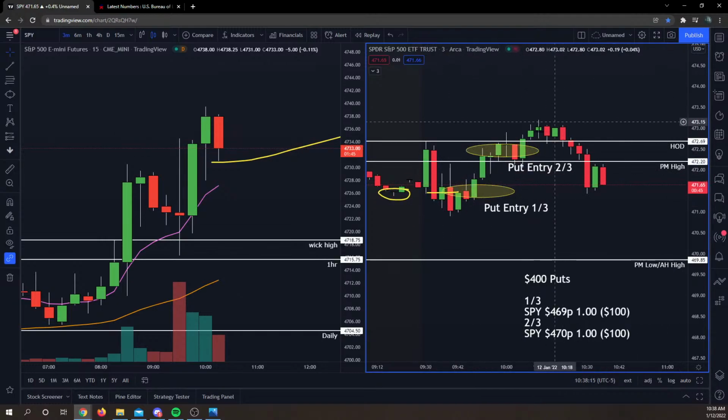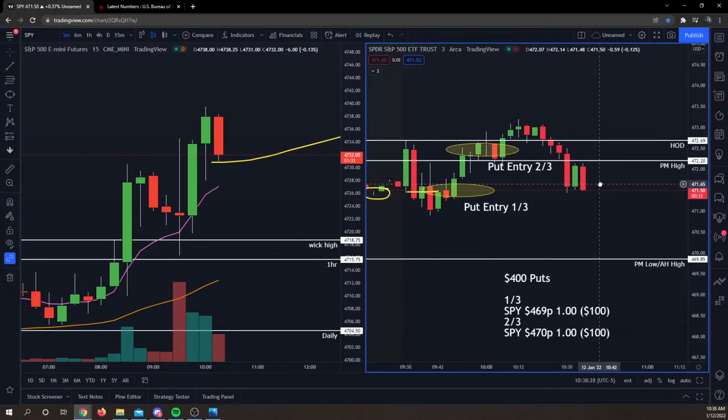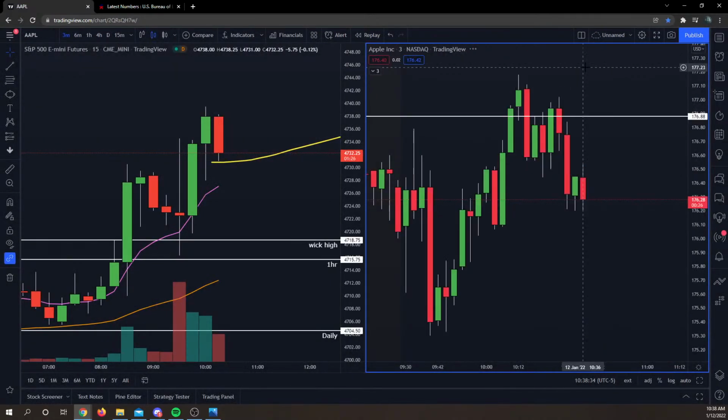Those were 0 DTEs because we were just looking at pre-market high to high of day push, made a new high of day. We took some profit off the table, and now looking here, we might want to enter our last 50% for our pre-market low cycle. We'll check on Apple really quickly and see what's going on with it.